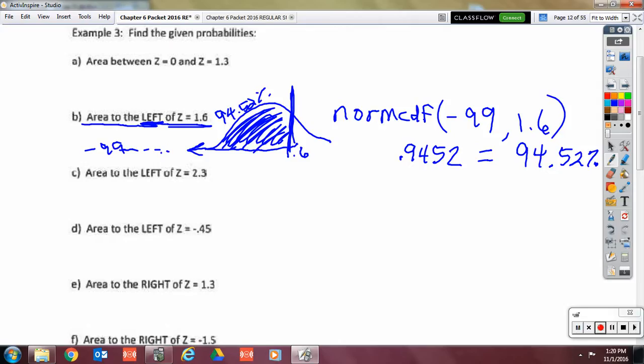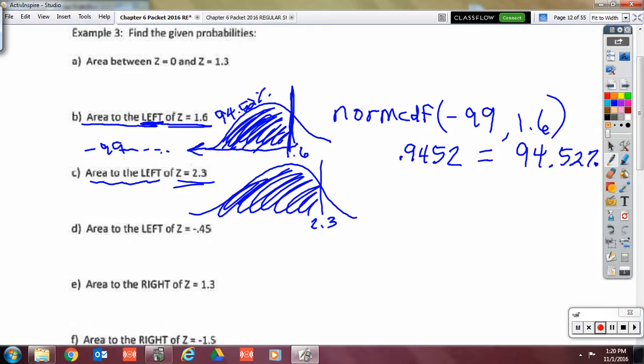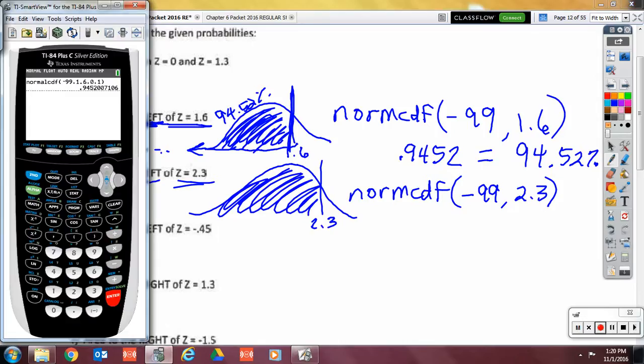Okay? Let's try one more. You guys try this one. Area to the left of a z-score of 2.3. So compute that one. I have a z-score all the way up here at 2.3, and I want to see how much is to the left of it. Yes, and then you change it into a percent. Do 4 decimal places and then change it into a percent.